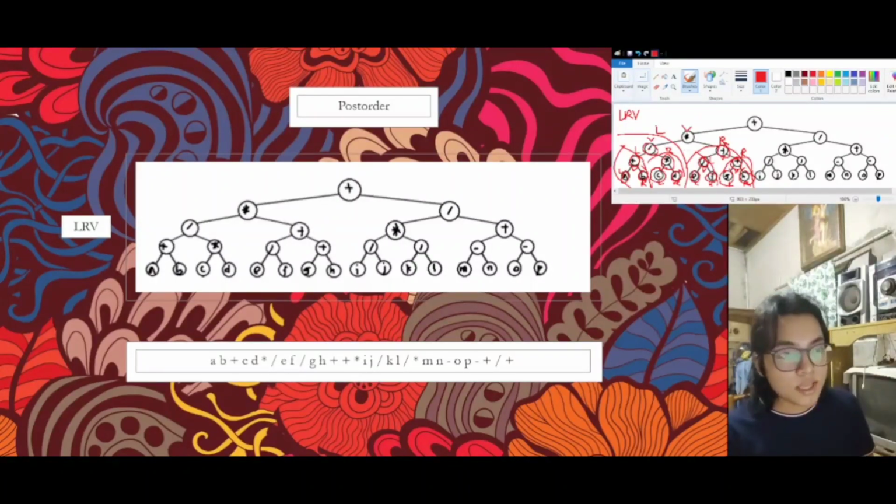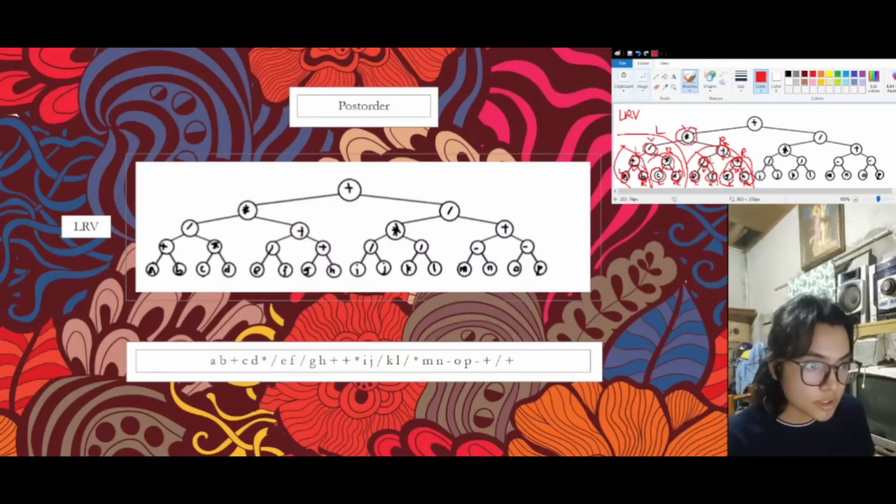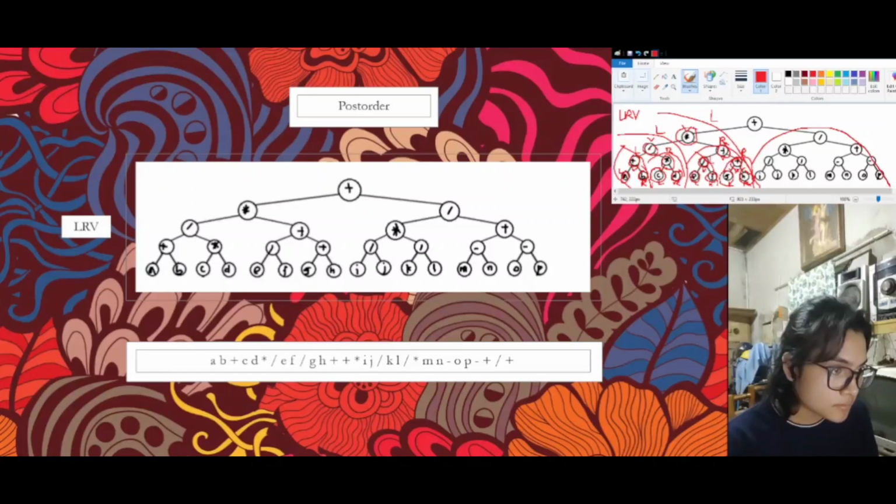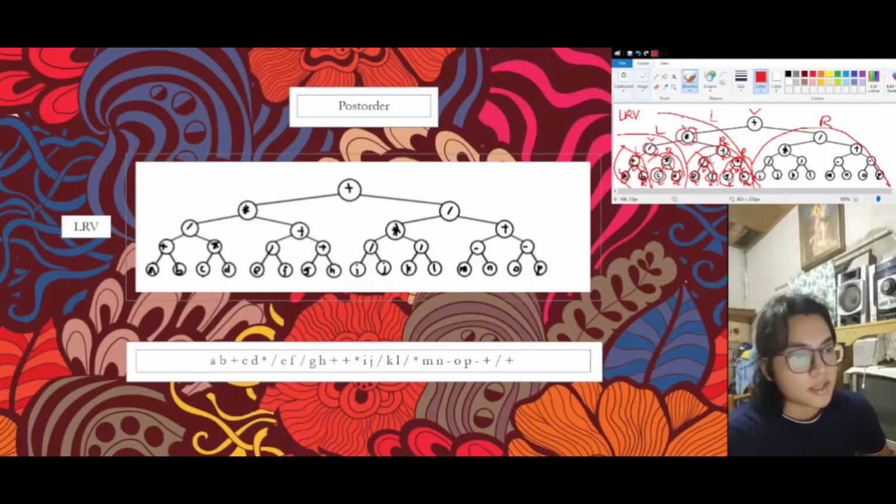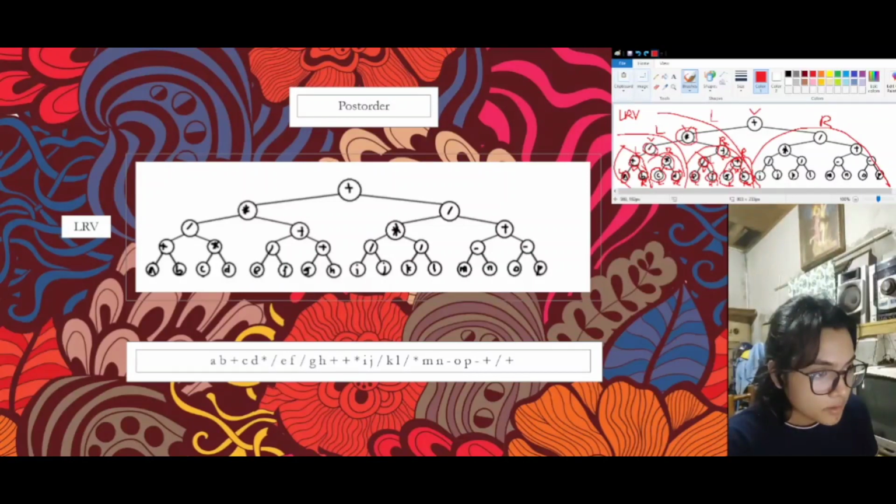And since L and R is done here, we're now going to consider this one, which is multiplication. So now that's done, we're now going to consider this as our new left, and this big one as our new right, and this is our new parent node. Since this left part is done, we're now going to proceed to this. And we're going to start at the very bottommost left. So this is going to be LVR.